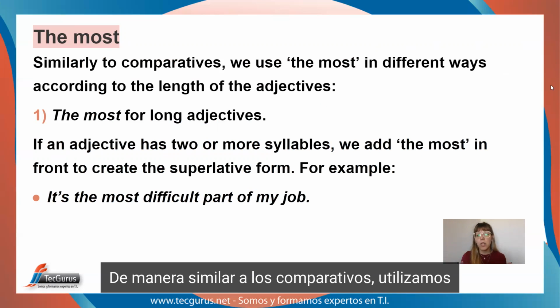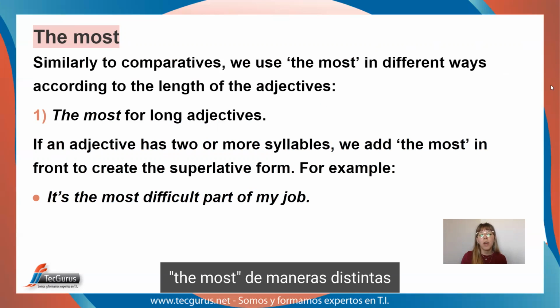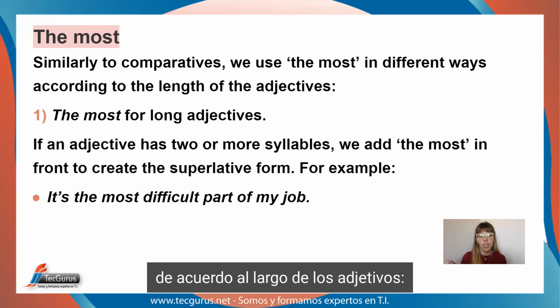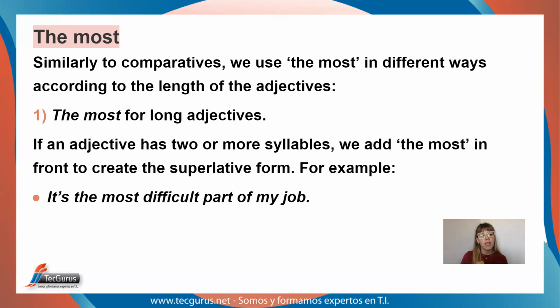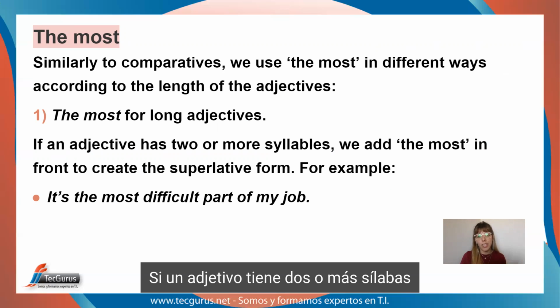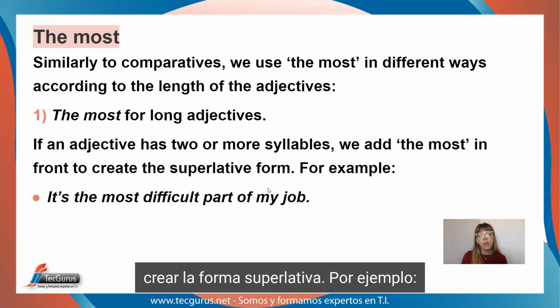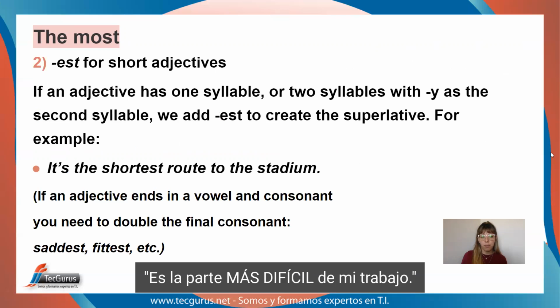Similarly to comparatives, we use the most in different ways according to the length of the adjectives. The most for long adjectives as number one. If an adjective has two or more syllables, again, the same as in comparatives, we add the most in front to create the superlative form. For example, it's the most difficult part of my job.